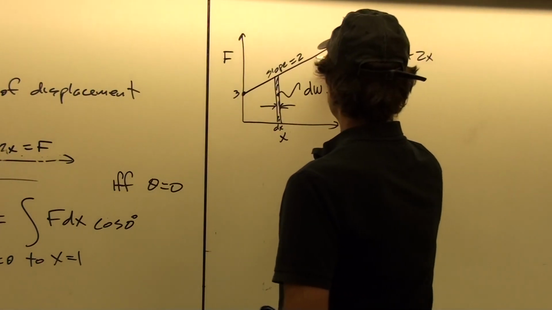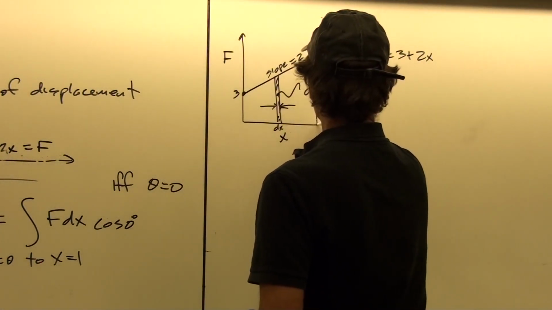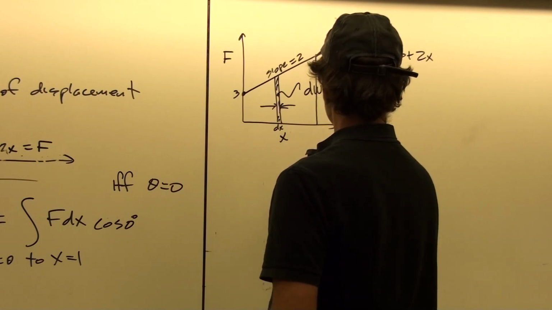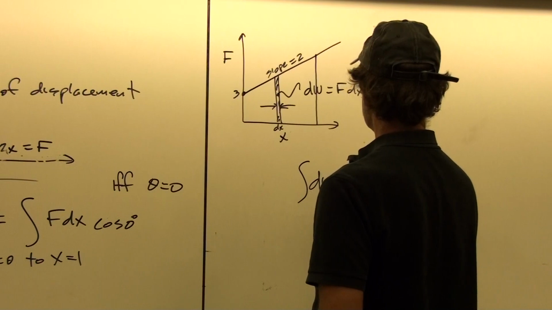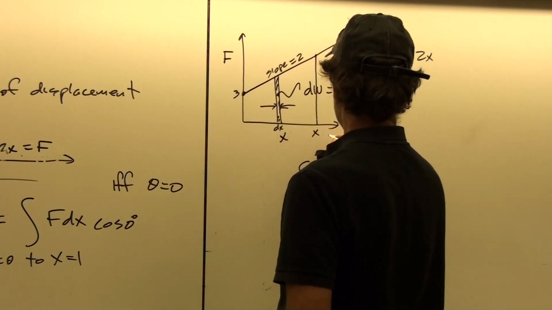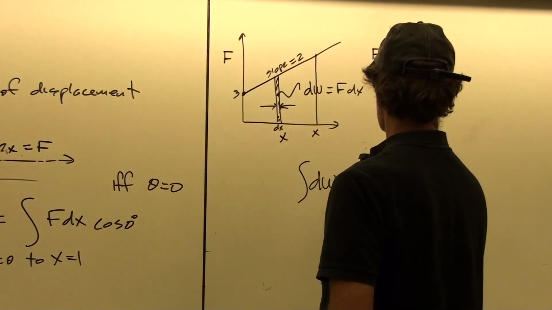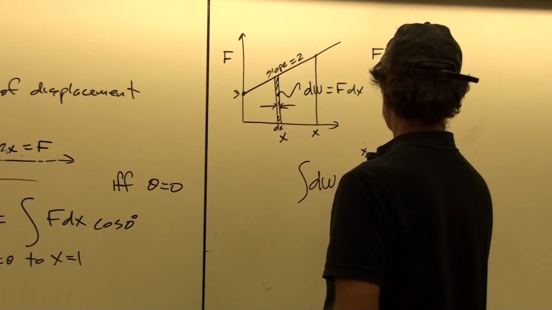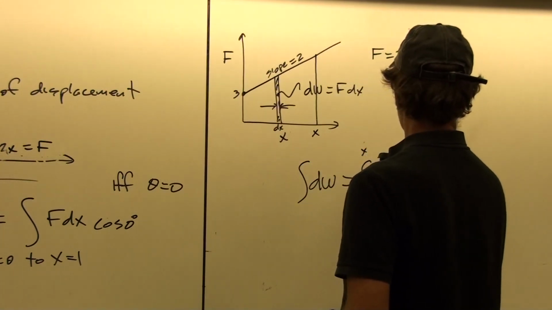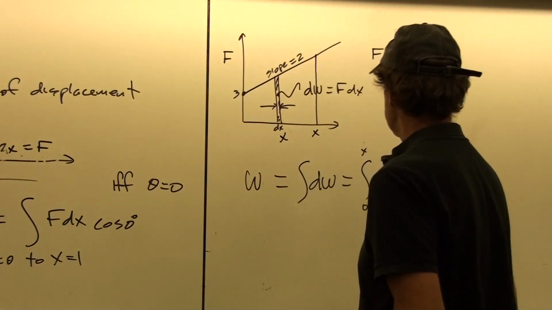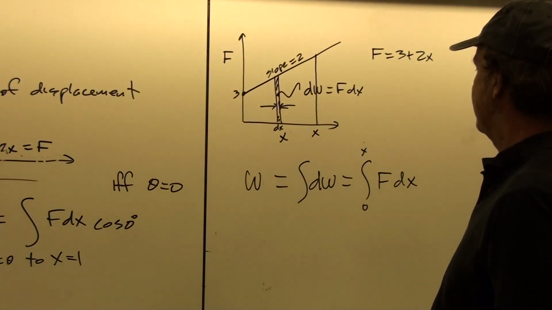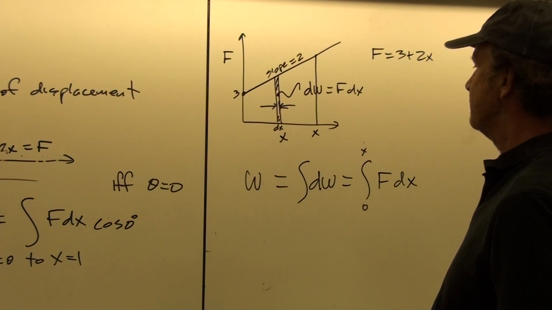And so when you're adding up all the little dW's, the integral of dW is just summing up all those little rectangles from 0 to x of F dx. And that's equal to W. That's our total work that's done. And that's the change in kinetic energy.